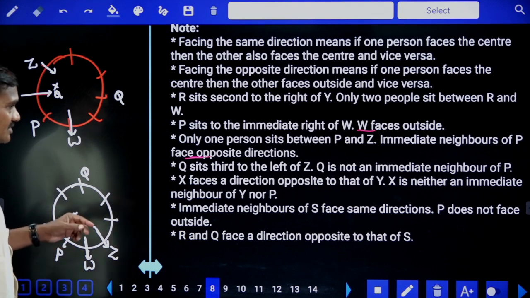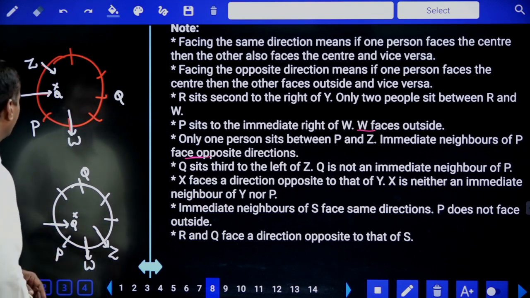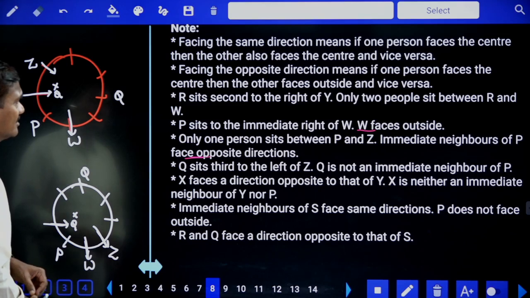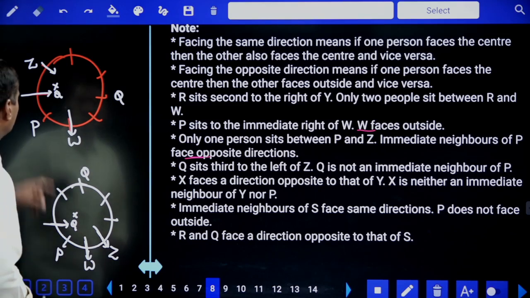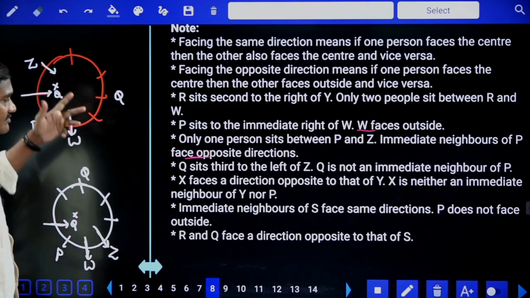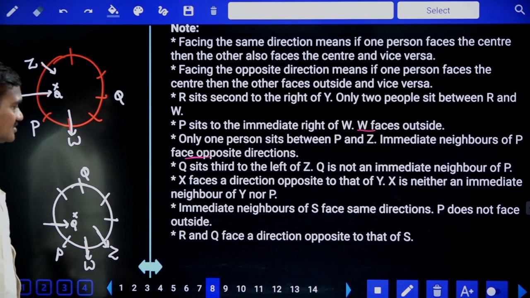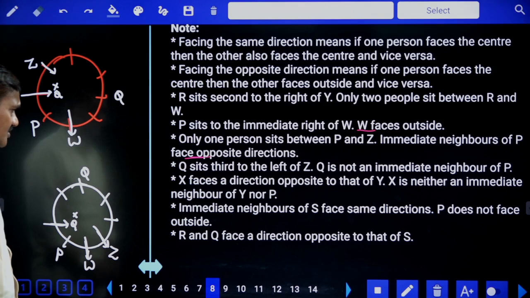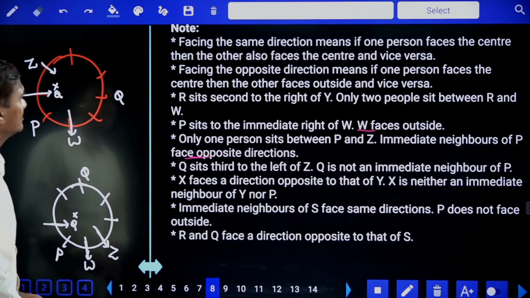And next one, X is neither an immediate neighbor of Y nor of P. X is not an immediate neighbor of Y and P. As of now, information regarding Y is not given. Immediate neighbors of S face the same direction. P does not face the same. R and Q face opposite directions. Okay. Now this is the information given.